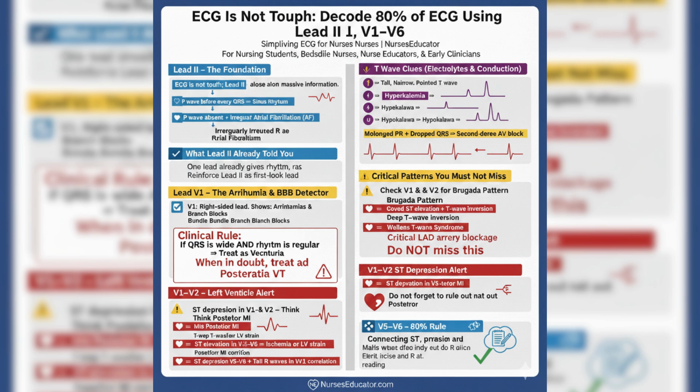Once you learn to connect ST elevation and ST depression across leads, 80% of ECG interpretation becomes easy. Make notes, practice, and read the ECG systematically.